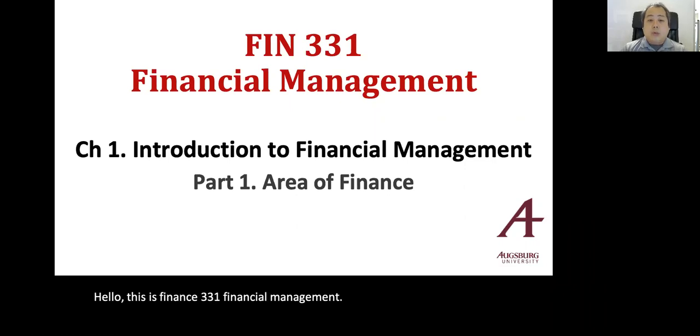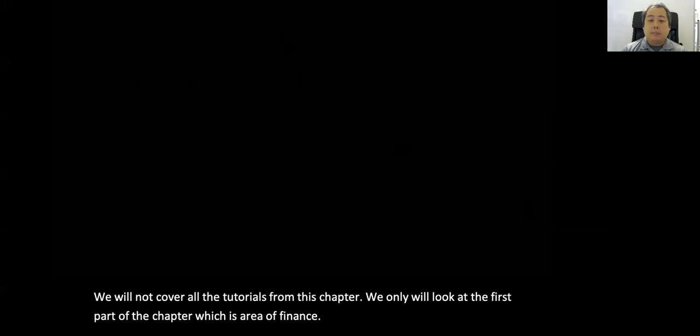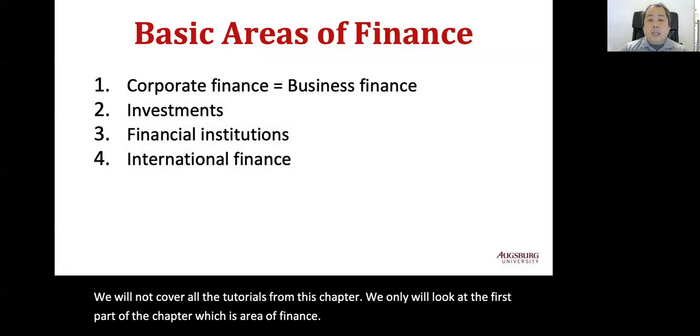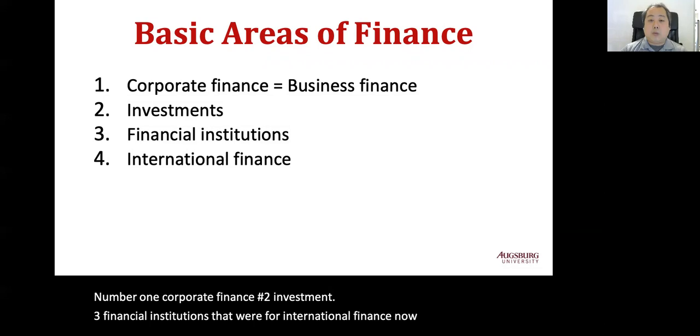We start with Chapter 1, Introduction to Financial Management. We will not cover all materials from this chapter. We only will look at the first part of the chapter, which is areas of finance. So there are four basic areas of finance. Number one, corporate finance. Number two, investment. Number three, financial institutions. Number four, international finance. Now let's look at them one by one.